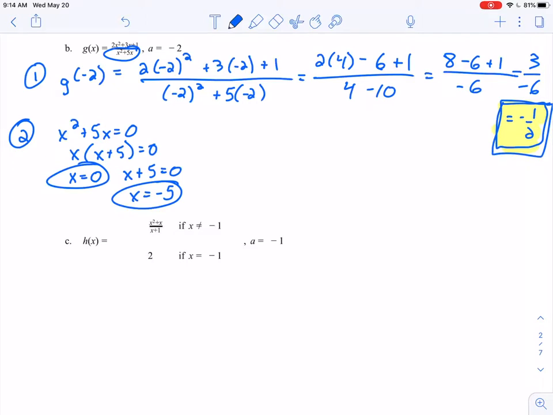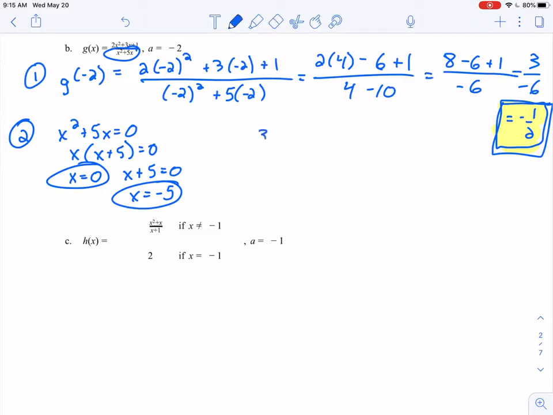I'd have a really big problem if I ended up with negative 1/2 over here. That would tell me that I made a mistake either in step 1 or step 2, and I need to go back and check my work. But here, because I ended up with 2 different values, I'm all good to go.